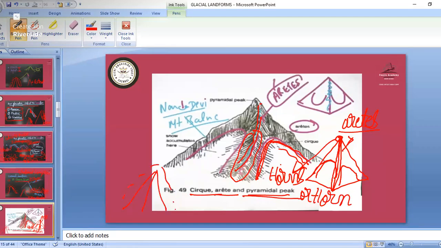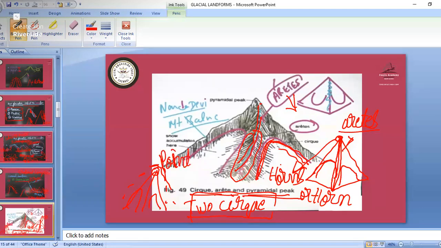How might the horn formation happen? Here the glacier would have been there when the cirque formed. Remember that when two cirques form, the line dividing these two cirques will be known as what? Arete. Only when two cirques form do we have this arete. After the glaciation, these parts will be eroded away, and this part will look like a pointed tip.